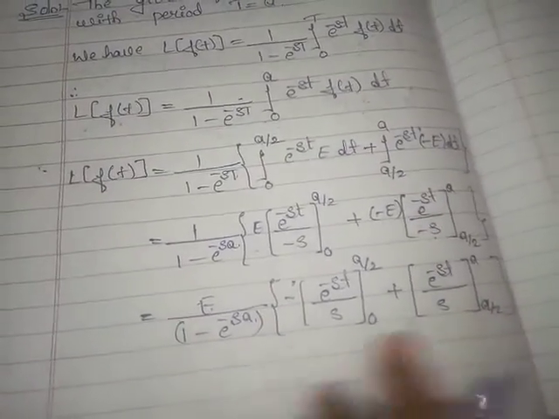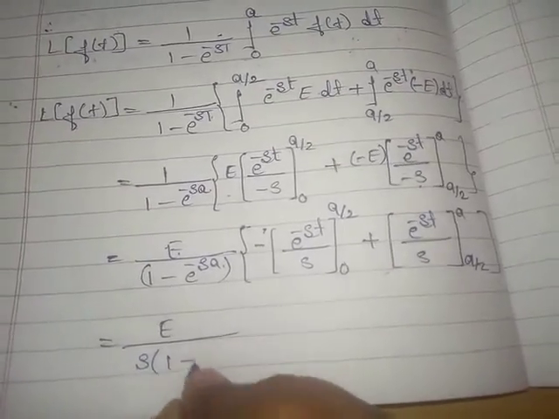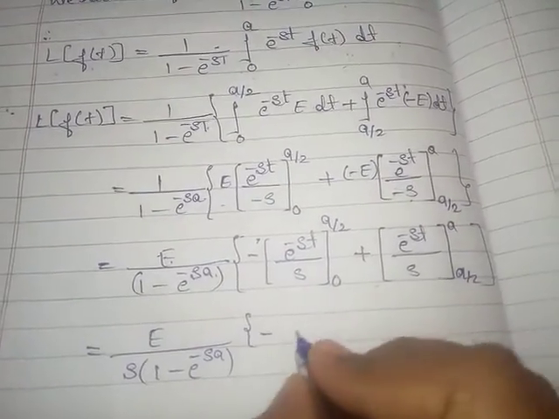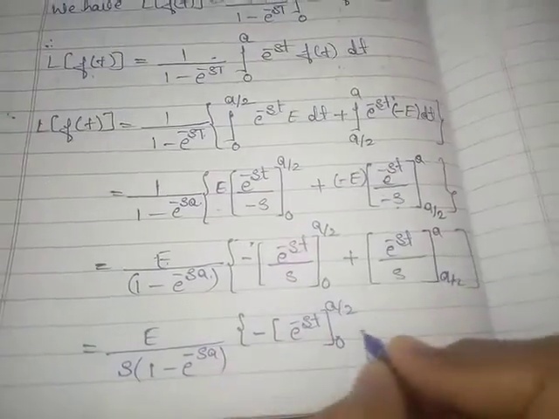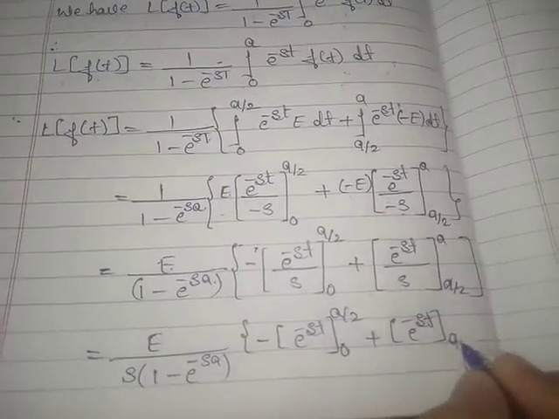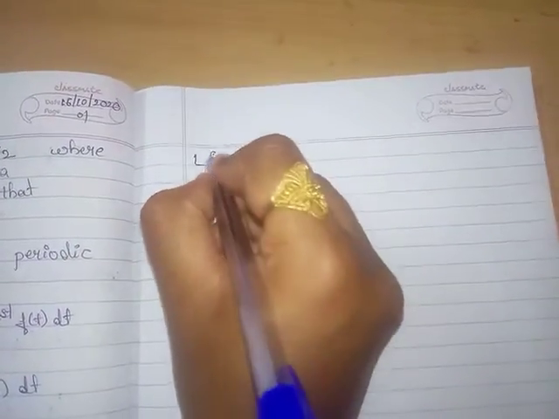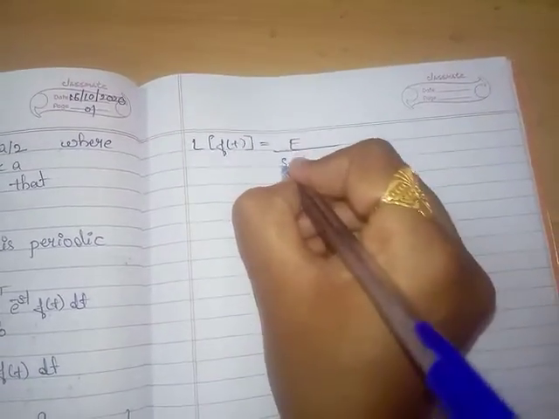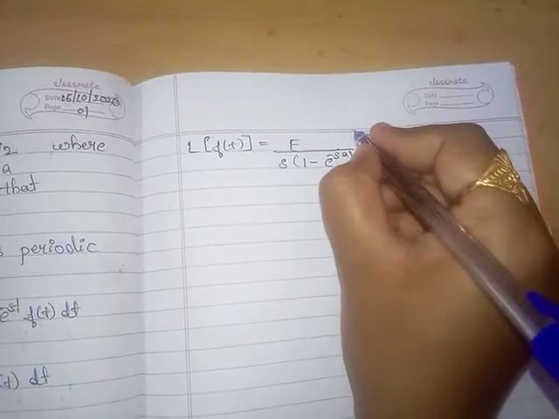Now take s from these two terms. We get E divided by s into 1 minus e raised to minus s into a. Remaining is minus e raised to minus st from 0 to a by 2 plus e raised to minus st from a by 2 to a. Now we have to apply the limits. We have Laplace transform of f of t is equal to E divided by s into 1 minus e raised to minus s into a, which is the same. Now we have to apply the limit.